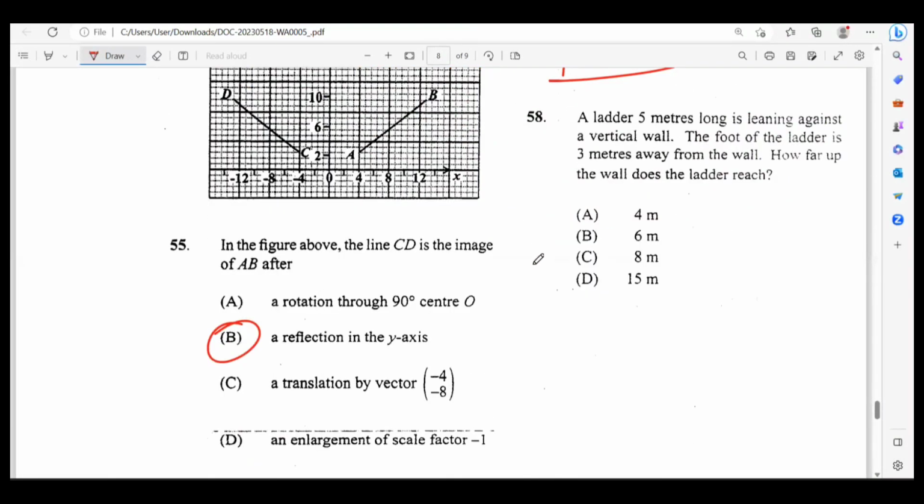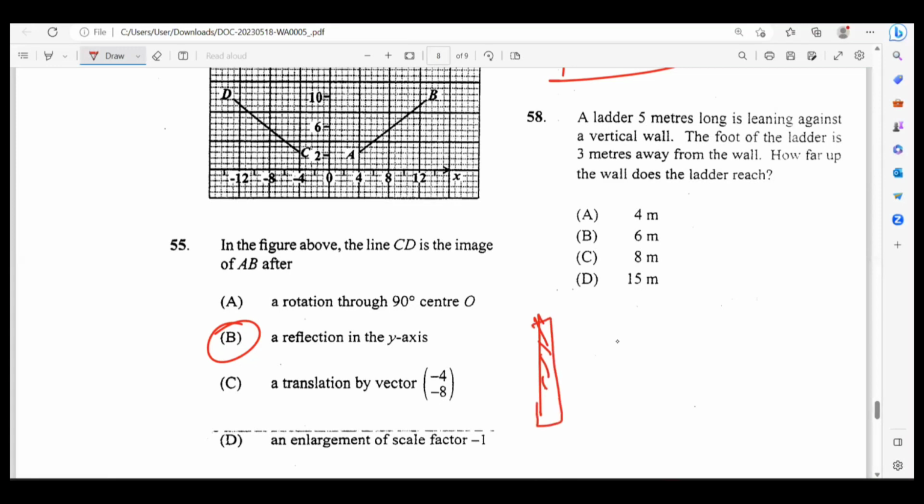We're almost at the end. A ladder 5 meters is leaning against a vertical wall. The foot of the ladder is 3 meters away from the wall. How far up the wall is the ladder? All right, so here it is that we have a wall.